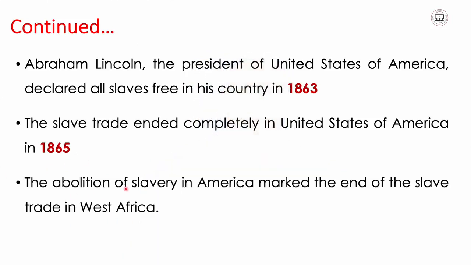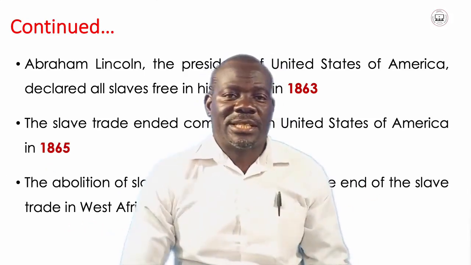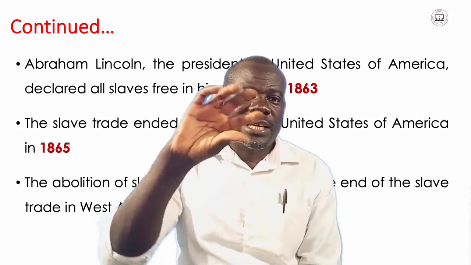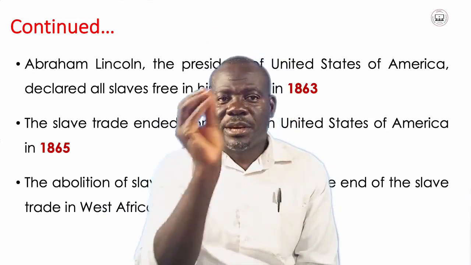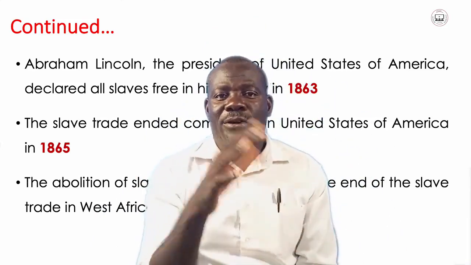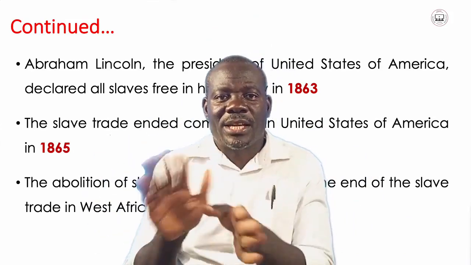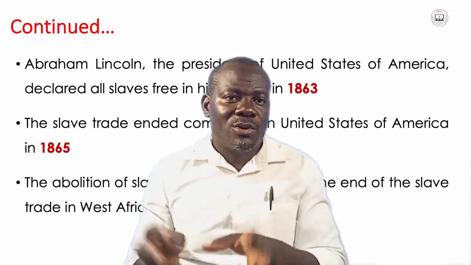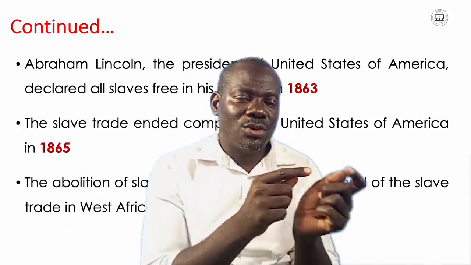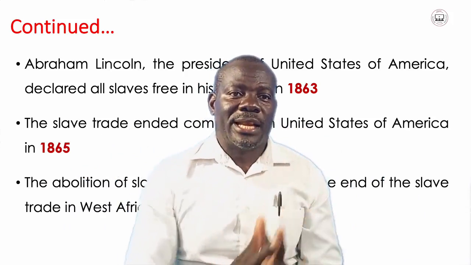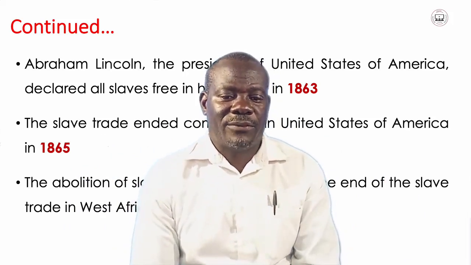So the abolition of slavery in America marked the end of slave trade in West Africa. You can see that abolition of slave trade started in England. Then the ideas spread everywhere. So in America also it ended. Therefore, the end result was that even in West Africa, where people were taken, it also ended. No one was taken from West Africa to go to America as a slave. So it ended when it ended in America in 1865.